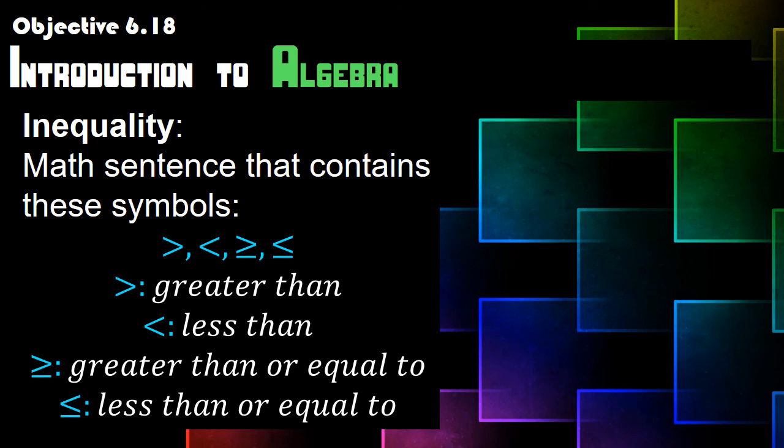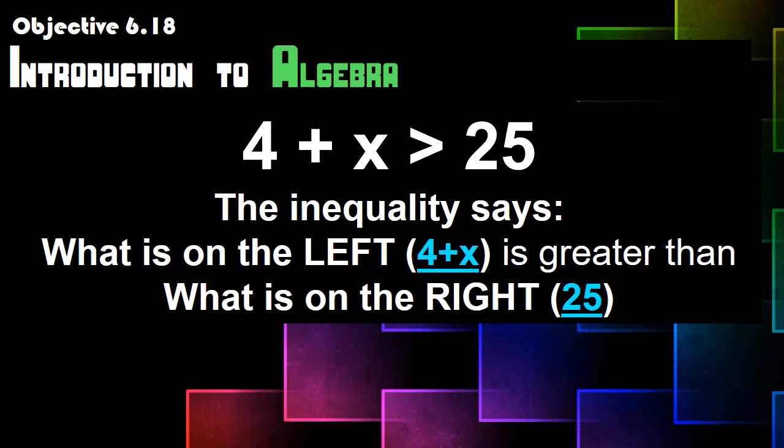So now an inequality. This is a math sentence that contains one of these symbols. We have the greater than symbol, the less than symbol, and then we have greater than or equal to, and then we have less than or equal to. So here we're given this math sentence of inequality. We have 4 plus x is going to be greater than 25.